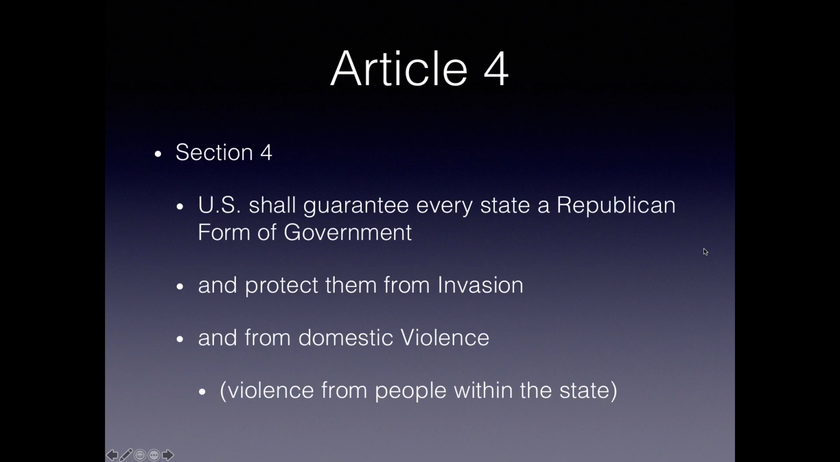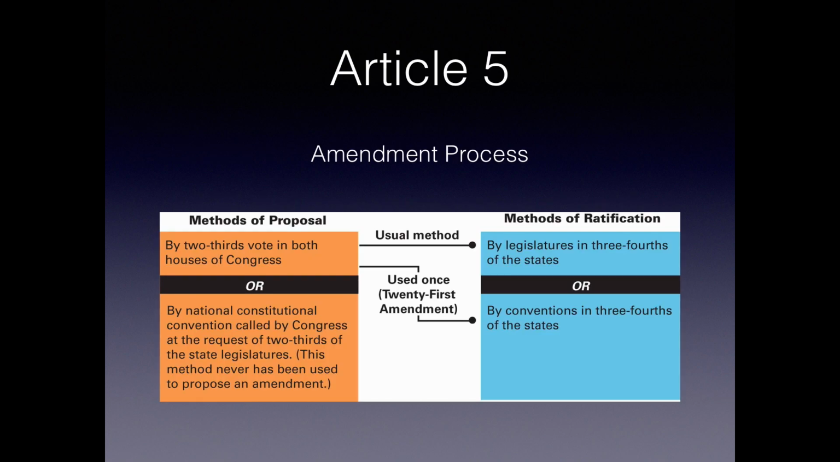So watch it. Okay, Article 4, Section 4 basically says that the U.S. government shall make sure every state has a Republican form of government. It obligates the federal government to protect us from invasion or from domestic violence. That doesn't mean spousal violence. That means uprisings within the states.